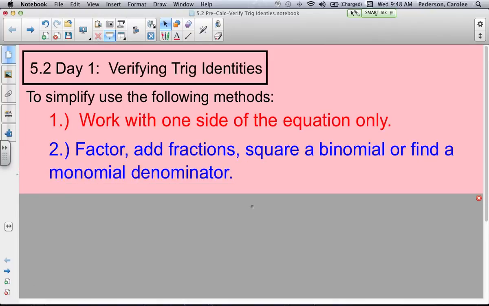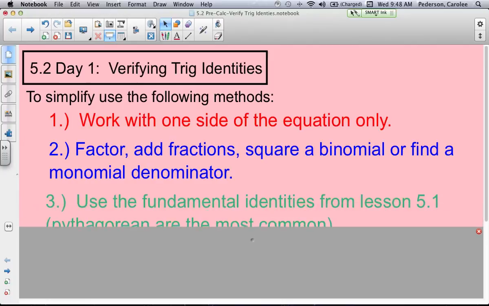The next thing to help you is if you see fractions, a lot of times it's better to combine them together like we were doing yesterday. Sometimes factoring helps, like we did yesterday, to help you to see some of your identities pop up. And then multiplying by a binomial or monomial denominator, I'll show you kind of what that means in an example later.